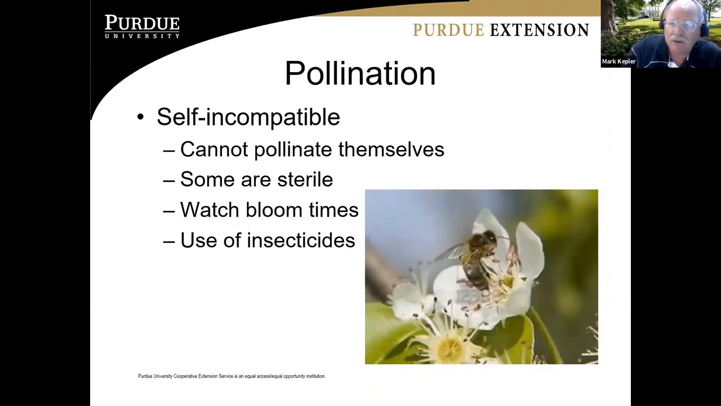Let's talk about pollination. Most fruit trees are self-incompatible. That means they really can't pollinate themselves very well, and they need another pollinator, some other variety out there to pollinate them. And so some of them are flat out sterile. They just can't pollinate anything, or they can't be that pollinator themselves.